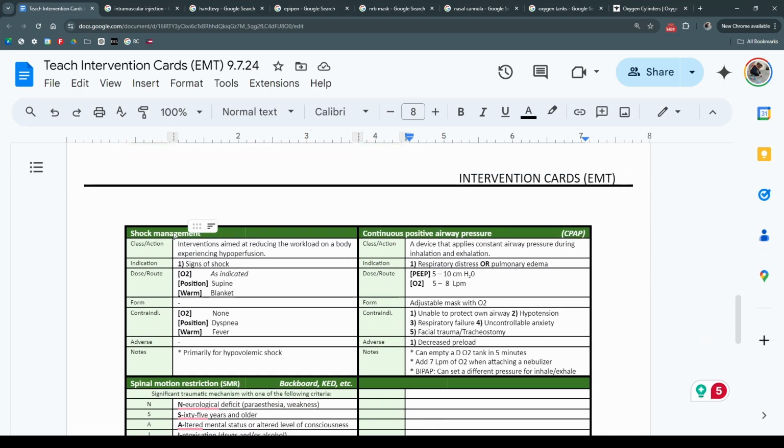Lastly, we're going to talk about our intervention card, which is shock management. Class action might be a little bit of a misnomer here, but just for holding parallel, that's why I've left it. Shock management is treatments and interventions aimed at reducing the workload on a body experiencing hypoperfusion. Oh my goodness, so many words.